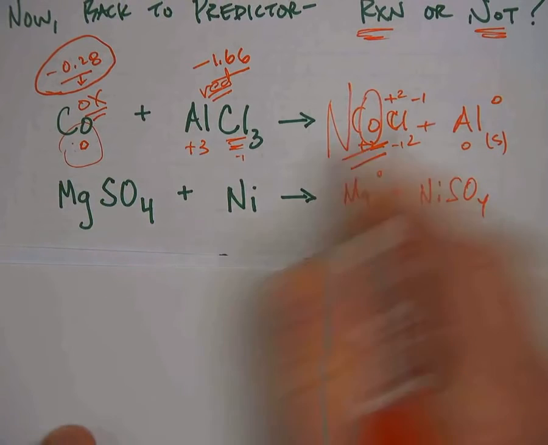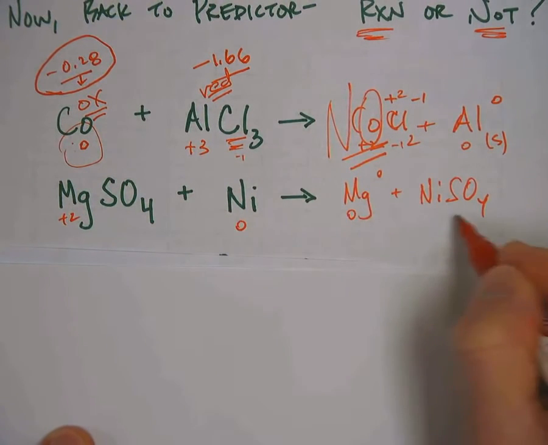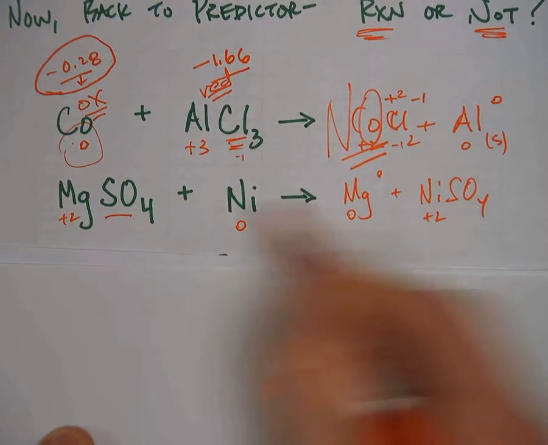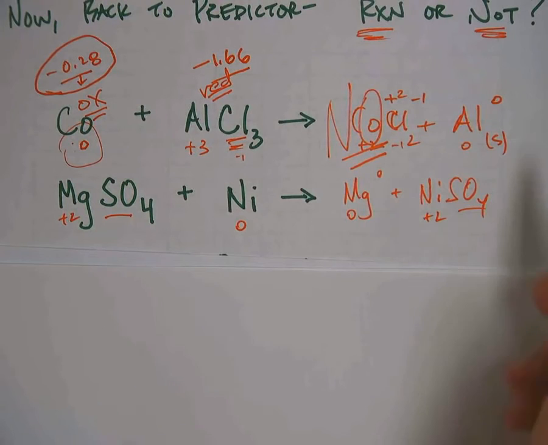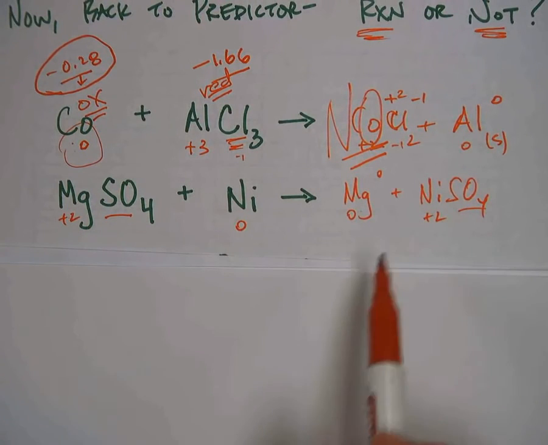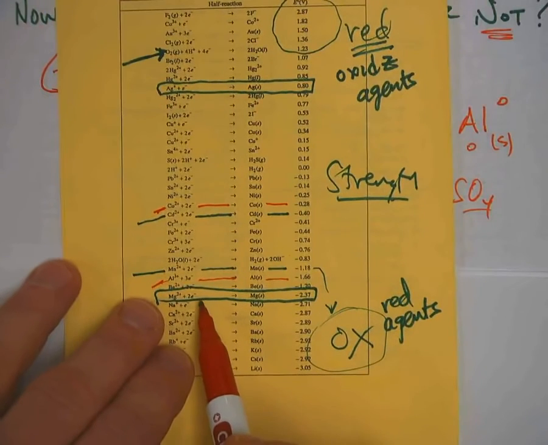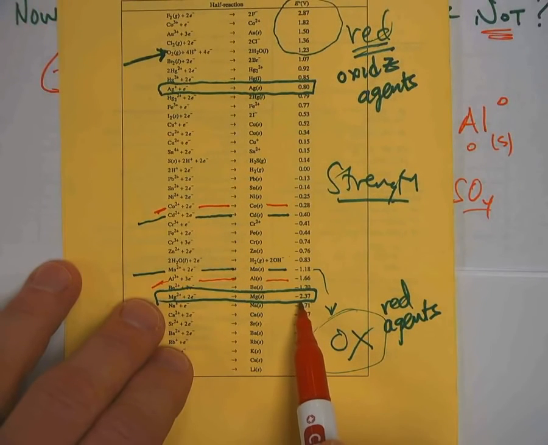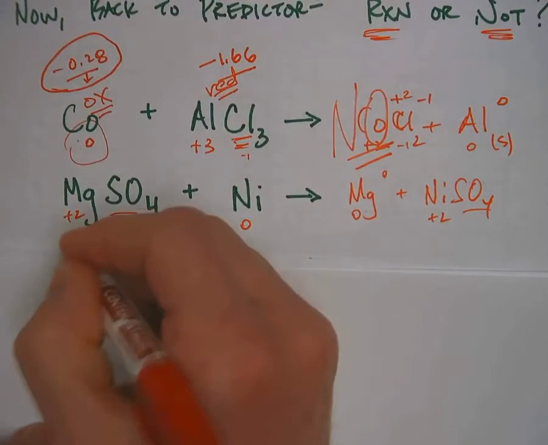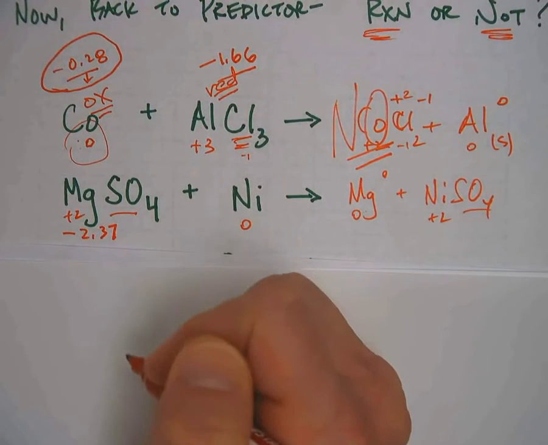Assign oxidation numbers. Magnesium is positive 2 over here. It's 0 here. Nickel's 0 here. It's positive 2 here. Sulfate's a spectator. So we've got magnesium going from plus 2 to 0, nickel going from 0 to plus 2. Let's look those up. Okay, magnesium we did down here before. That's in the box. It's negative 2.37.